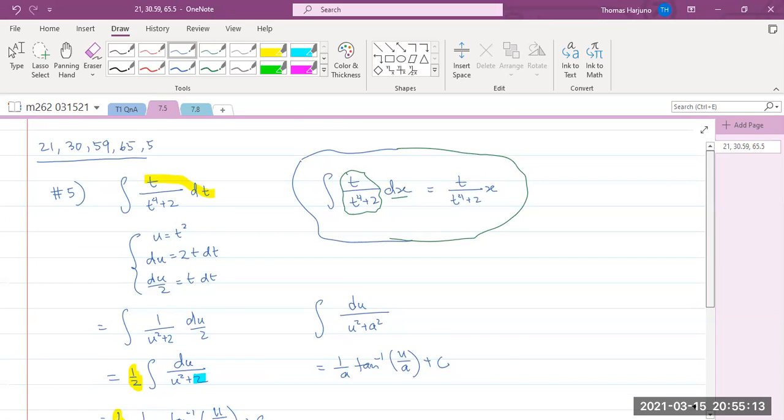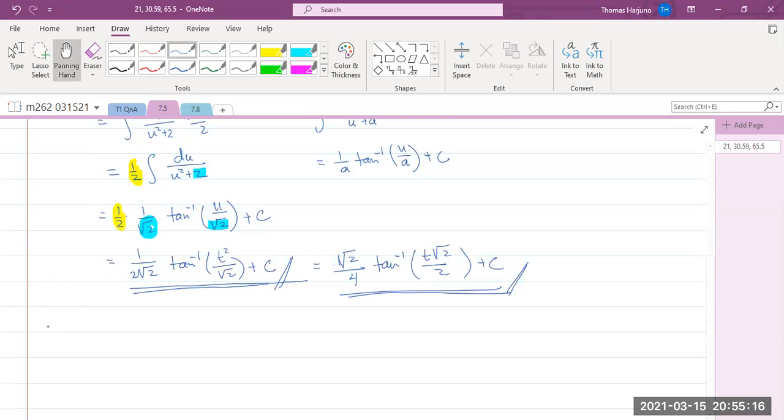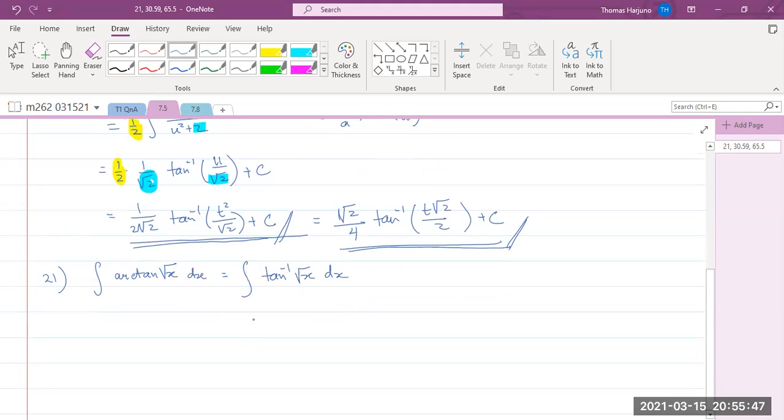Number 21. Integral of arc tangent square root of x dx. Let me rewrite this into the form that I am used to. So this is tangent inverse of square root of x dx. Let's do substitution first. If u equals square root of x, then u squared equals x.